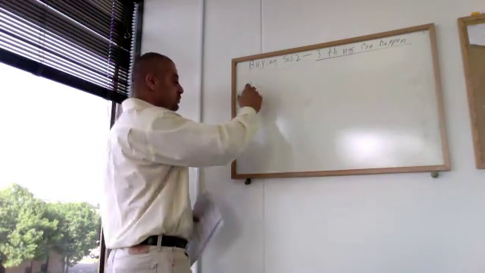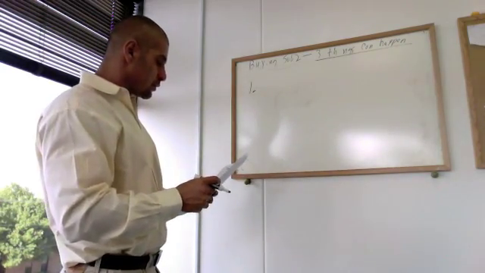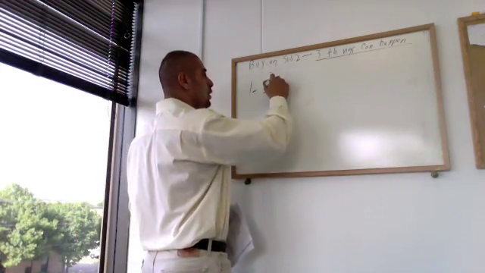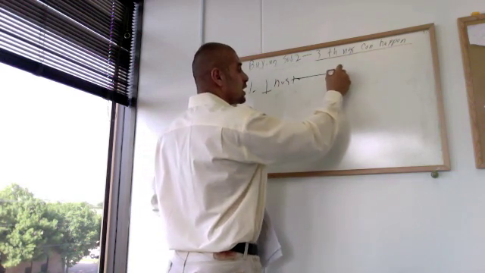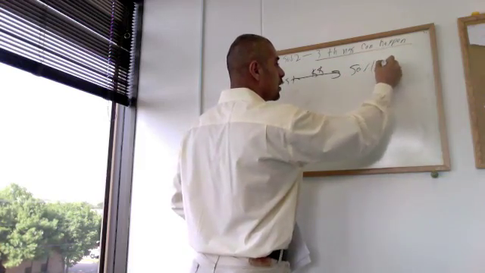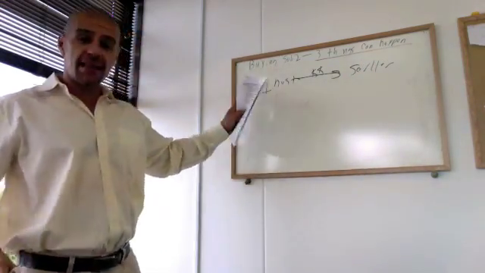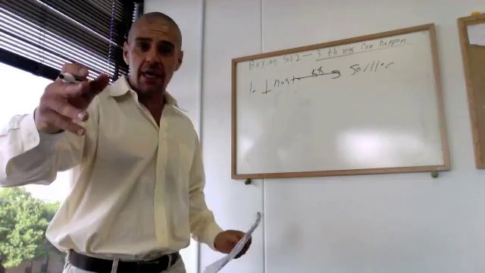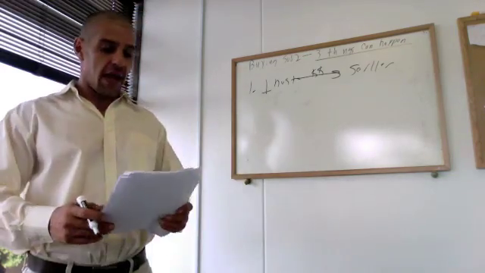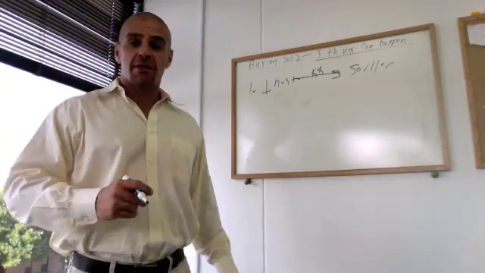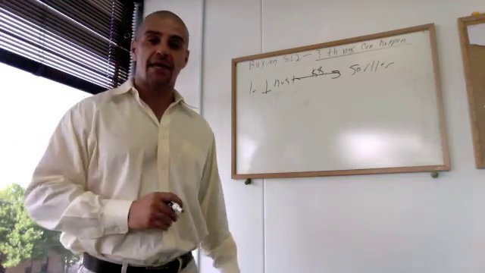Number 1, you as the investor give cash to the seller, directly or indirectly. Let me give you some examples. A direct way to give cash to the seller is because the seller has equity.